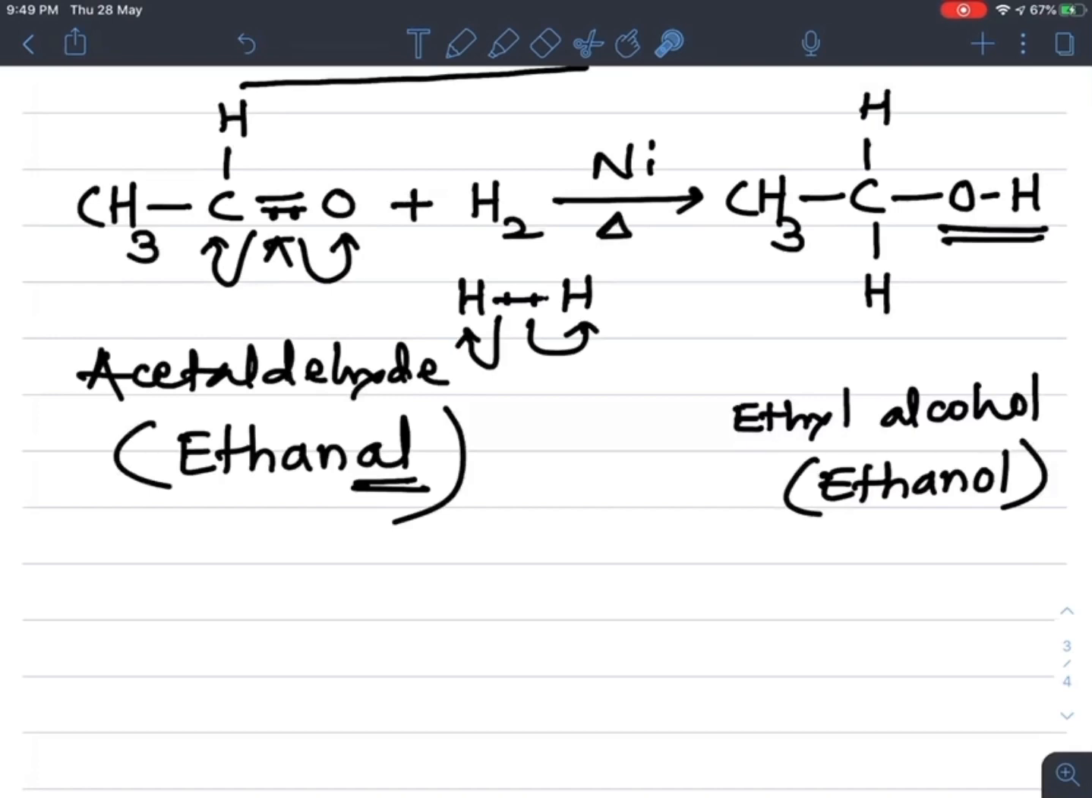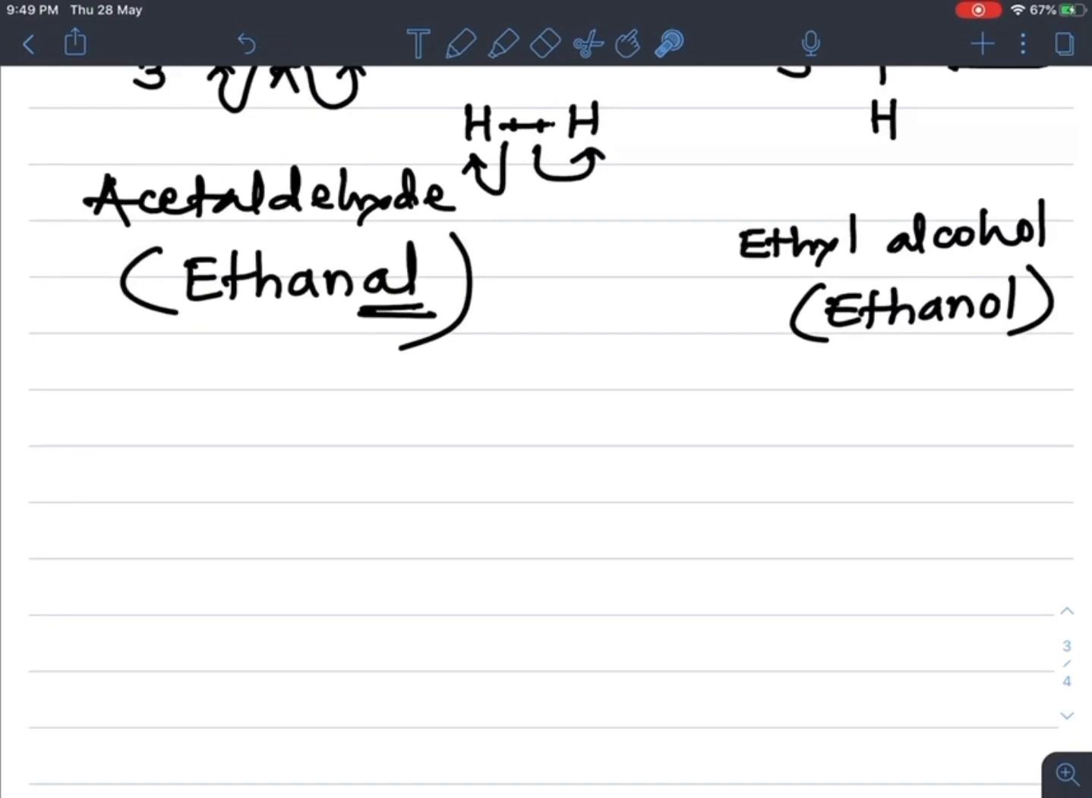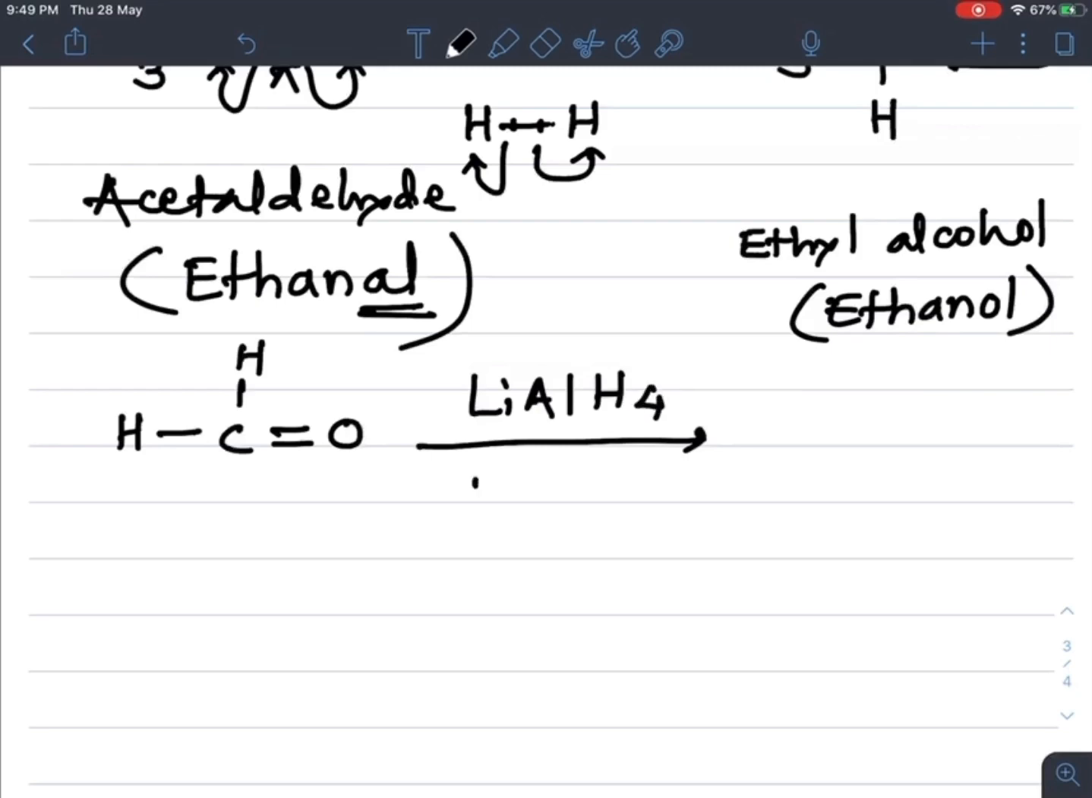Now instead of this nickel catalyst, if we use lithium aluminum hydride or sodium borohydride, what products do we get? The same product is formed. If we take the first example of an aldehyde or ketone, first we will see the aldehyde, that is formaldehyde, HCHO. When the reducing agent, LiAlH4 or sodium borohydride, is used, any one of them at a time, what happens here?